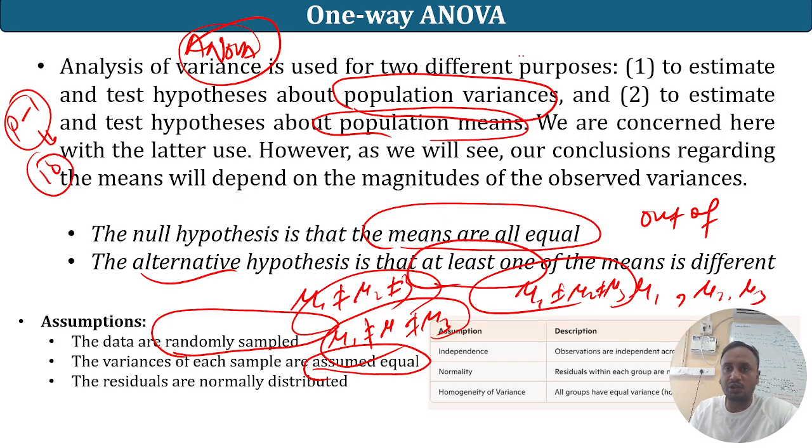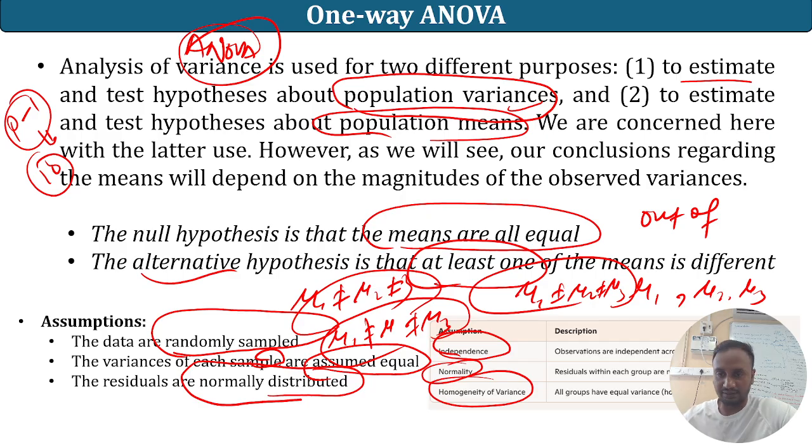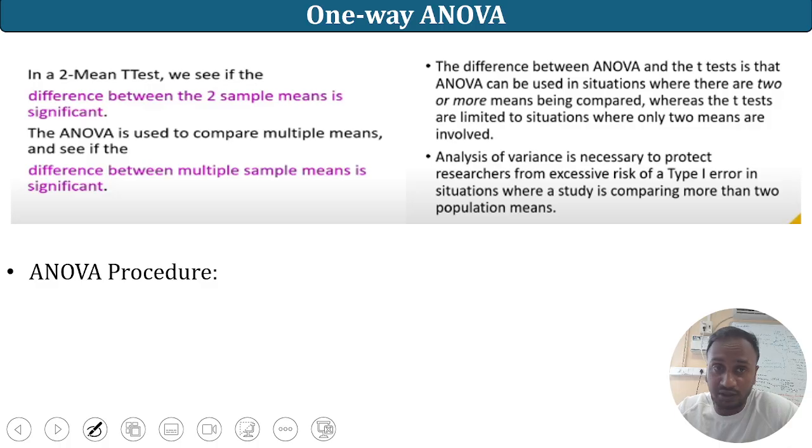Here we have to check the estimate of the population variance. But if we talk about the sample, the variance should be equal. Then the data should be normally distributed. It is an extension of the t-test only, so the t-test also has the assumption of being normally distributed. So: independence, normality, homogeneity of variances. All groups have equal variance. These are the basic assumptions actually.